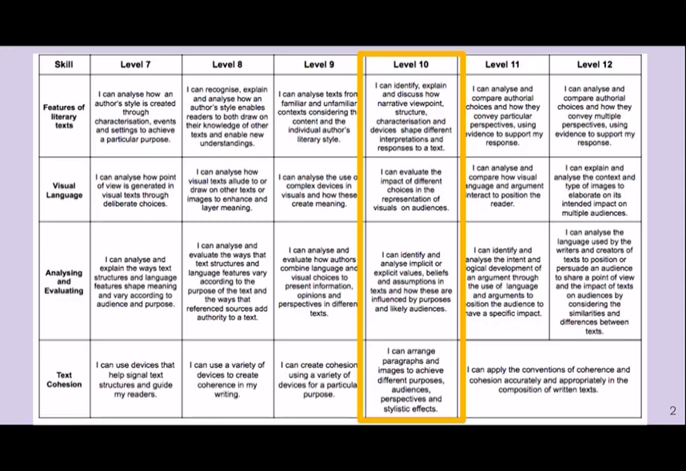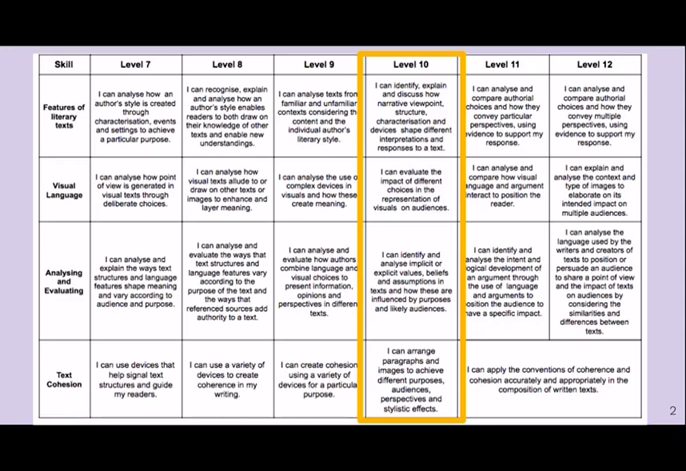The third row is about analysing and evaluating. So at level 10, I can identify and analyse implicit or explicit values, beliefs and assumptions in the text and how these are influenced by purposes and likely audiences. So this one is asking us, how can we see what Spiegelman values, believes and assumes? How might this have been influenced by his target audience? How has he changed or expressed his values, beliefs and assumptions based on the audience that he knows he's aiming for or is going to have?